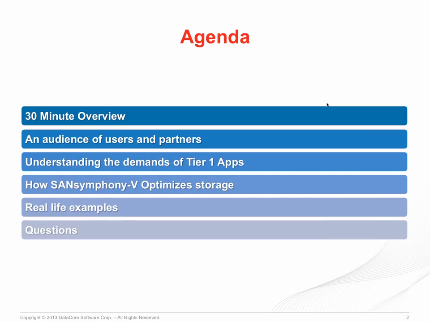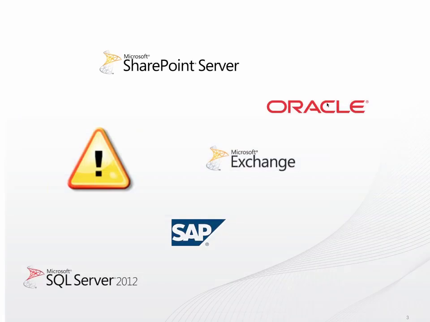We're going to talk about how to define and understand the demands of tier one applications, how Symfony V optimizes the storage underneath. Then we're going to talk about real life examples, and at the end, of course, the questions. So, how do we define tier one applications?